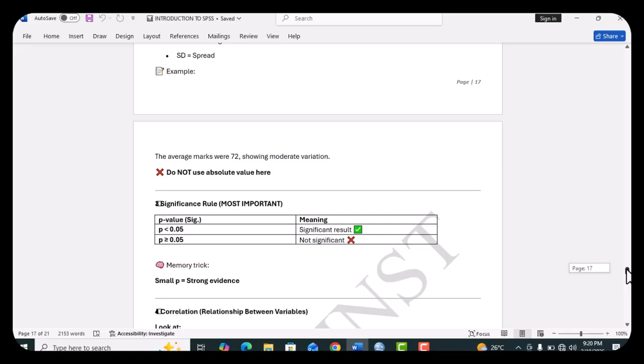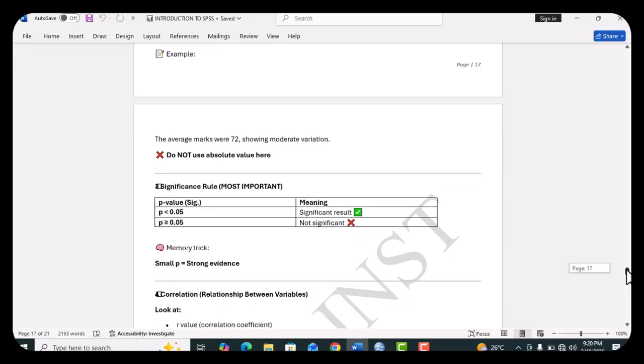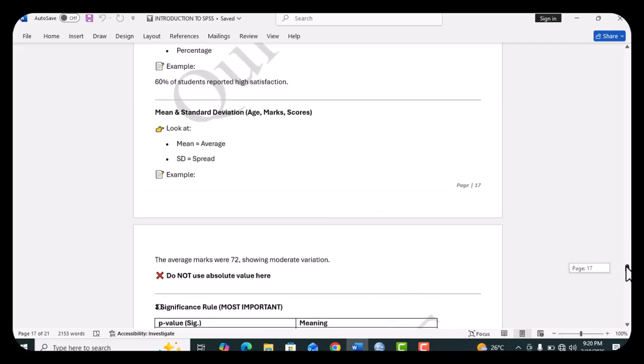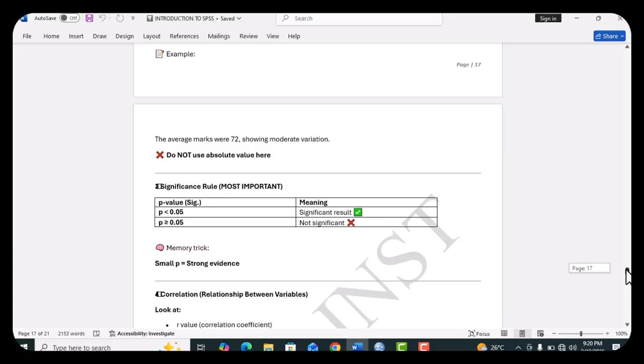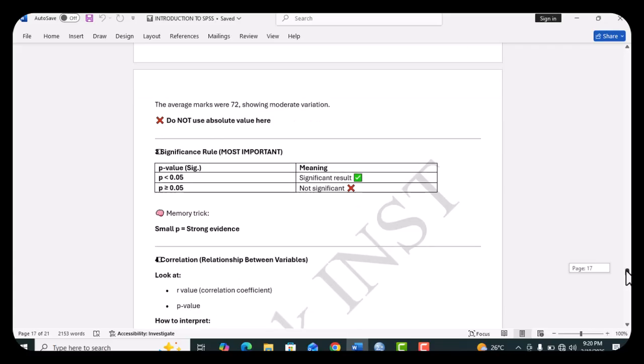But the significance rule, most important, is the p-value. When the p-value is less than 0.05, there is a statistical significance in the result. But when p is greater than or equal to 0.05, there is no significance.